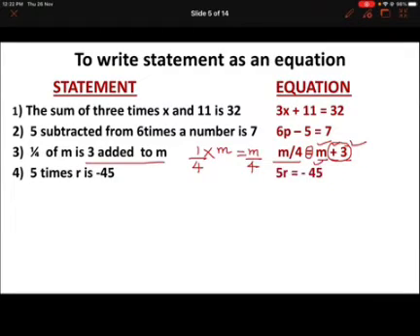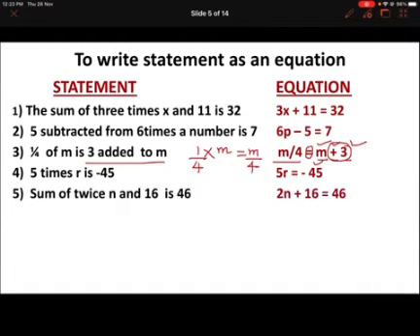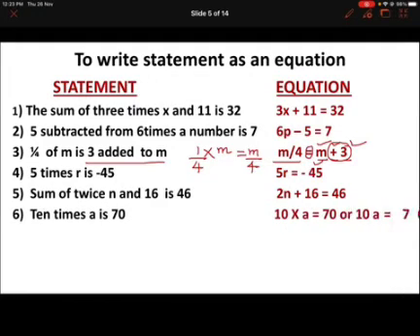5 times r is minus 45. See here, 5 times r is 5 into r. 5 into r is equals minus 45. Okay. Sum of twice n and 16 is 46. Children, so simple the statements are. Please check the equations and try to do it on your own. 10 times a is 70. That is 10 into a is 70 or 10a is 70.